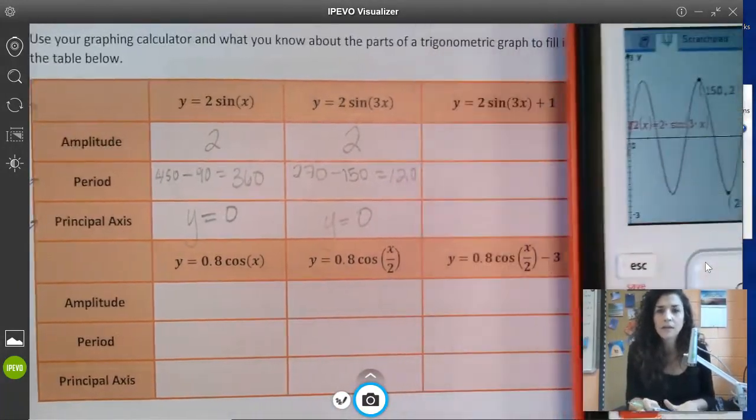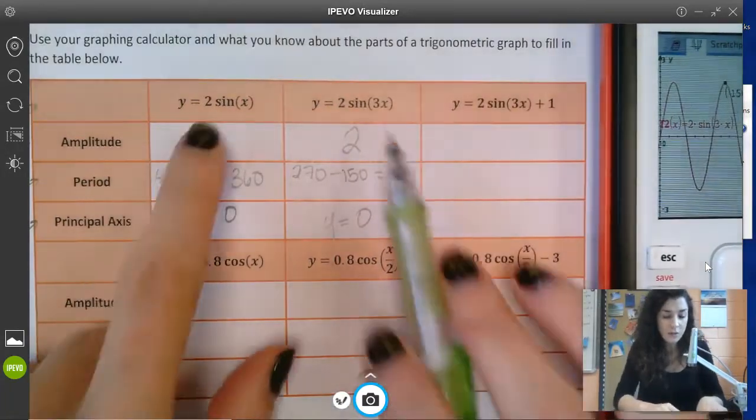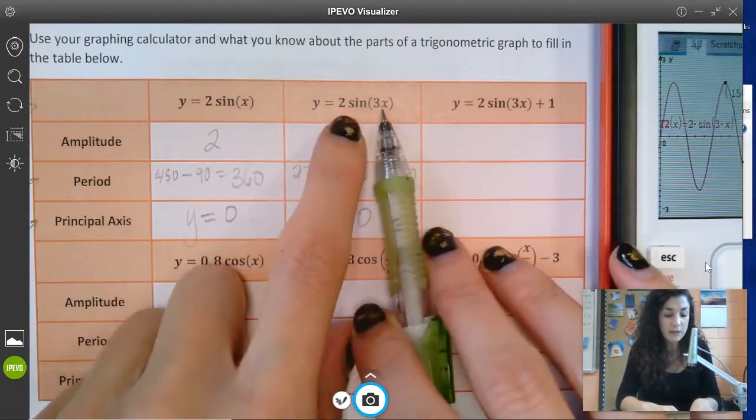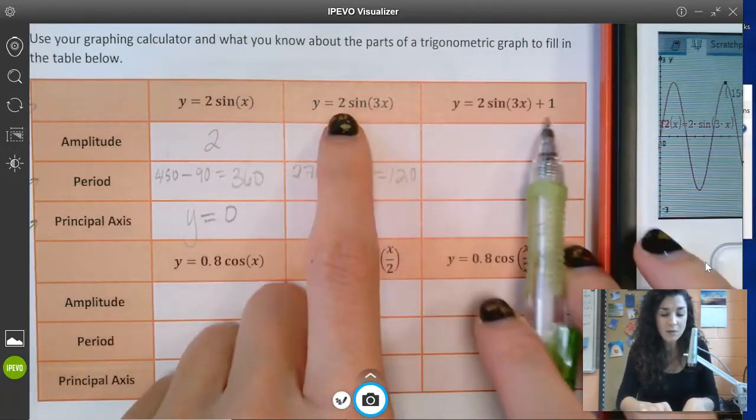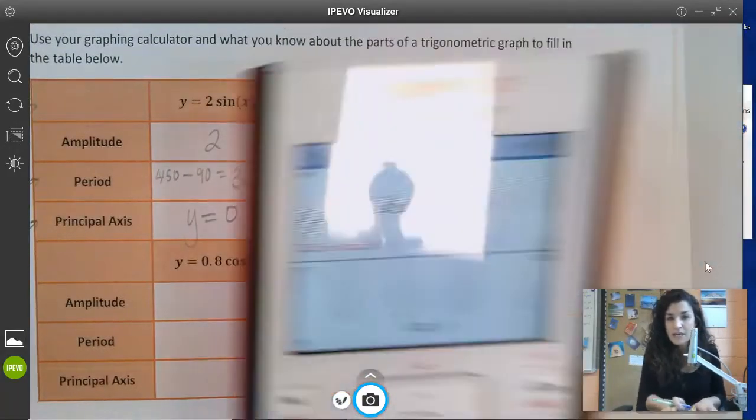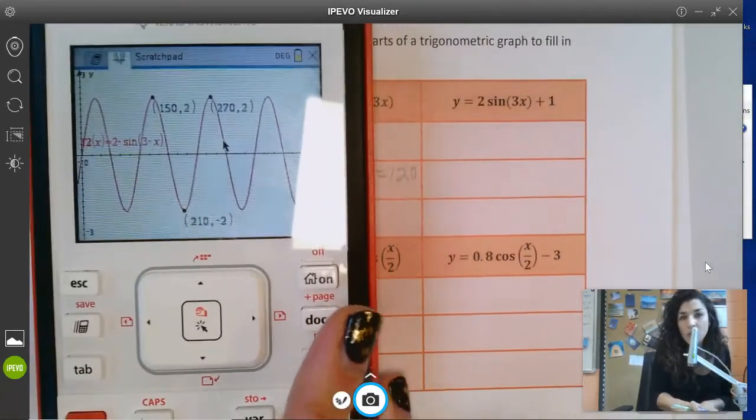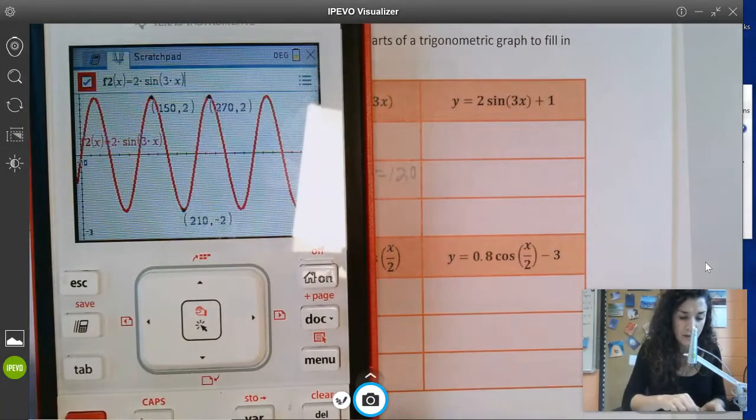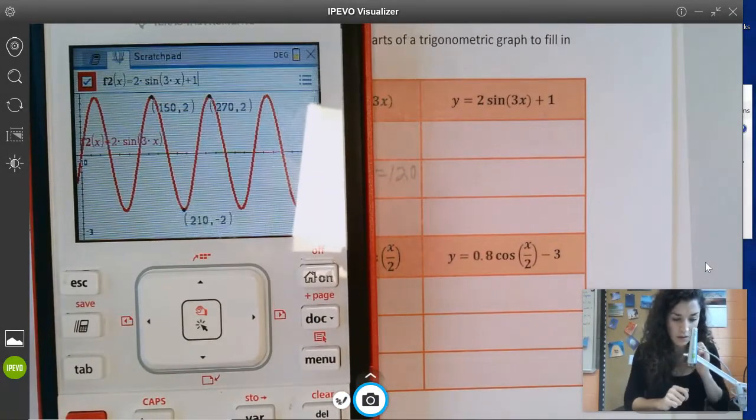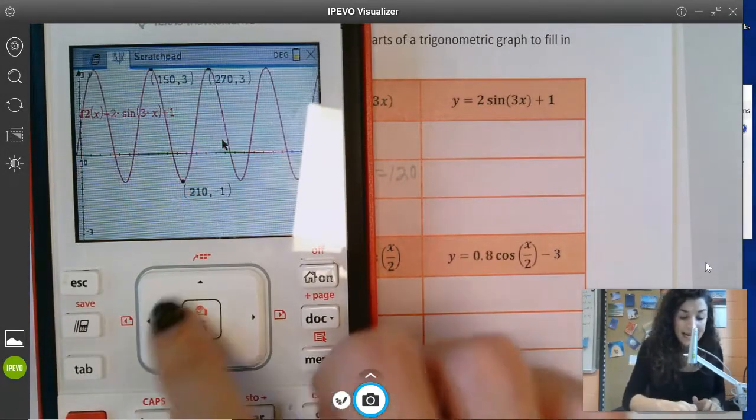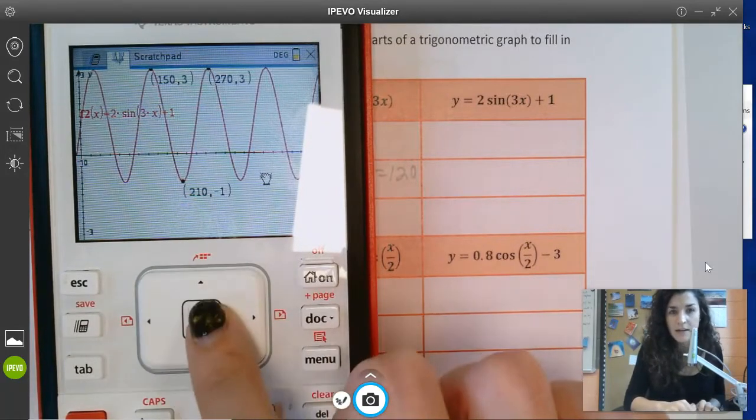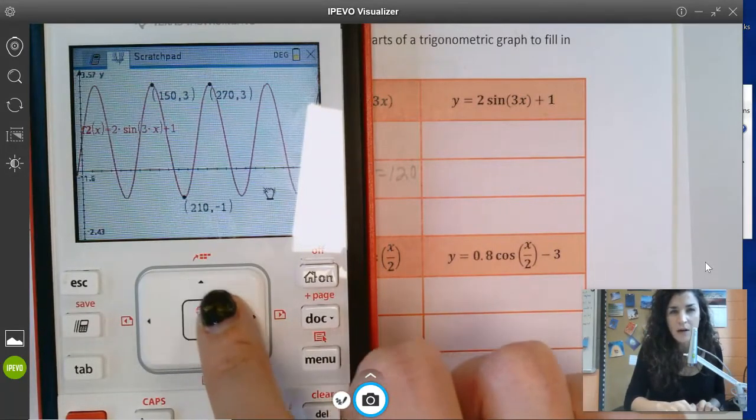Okay. Last one. Notice we went from 2 here. We kept it and then multiplied by 3. And now we have the same thing, but we're just adding 1. Thinking about transformations, what do we think is going to happen? Let's see. When we add 1, I'm just going to hold on to the white spot and drag it up so I can see it a little bit more.